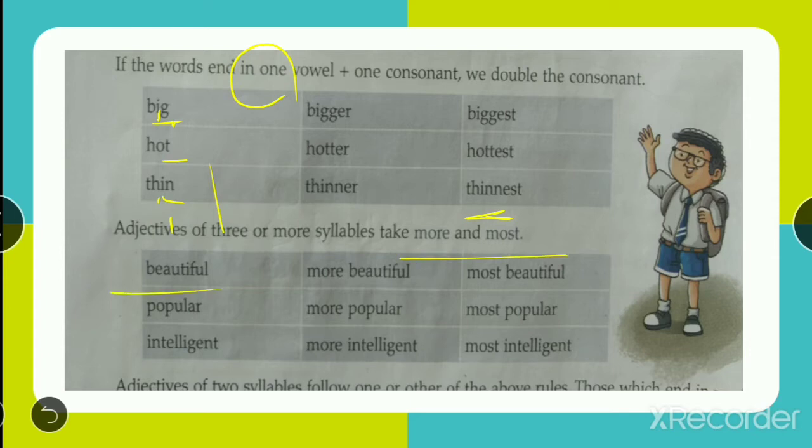Now next, adjectives of 3 or more syllables take more or most. Now if you have 3 or more syllables, you will take more or most. See, beautiful. So E and U, both sounds are coming, right? So 3 syllables. Now popular, pop-u-lar, 3 sounds, right? So that is why it says 3 syllables. Okay, so with 3 or more syllables, we have to write more or most. Comparative more, superlative most. This you have studied in yesterday's class.